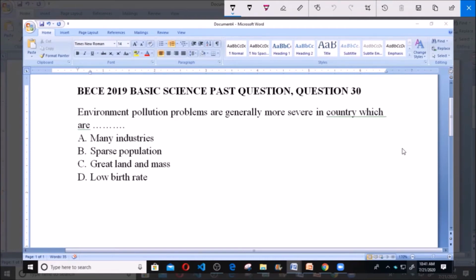Environmental pollution problems are generally more severe in countries which are: A. Many industries, B. Sparse population, C. Great land mass, and D. Low birth rates. Now, what is environmental pollution?